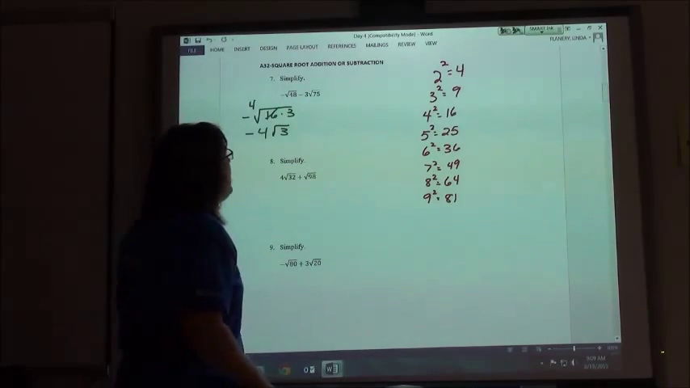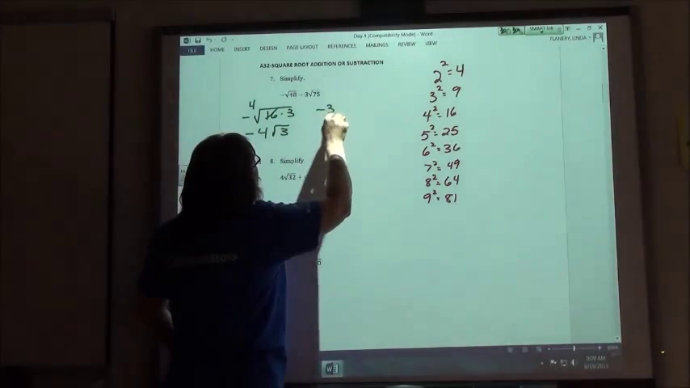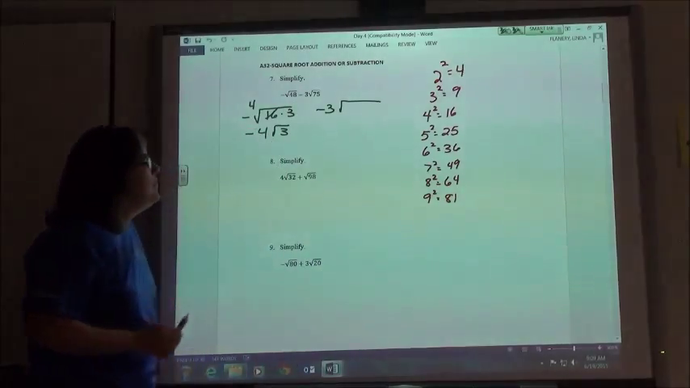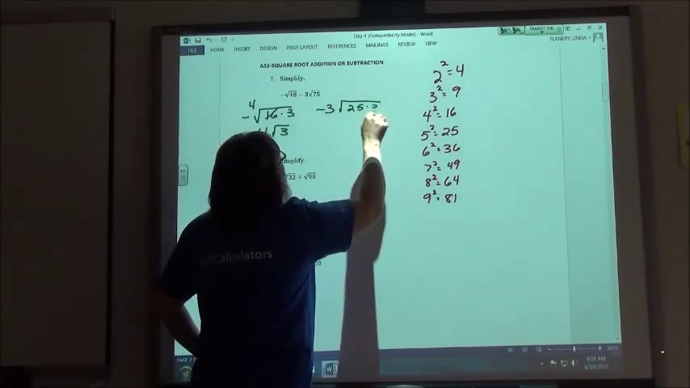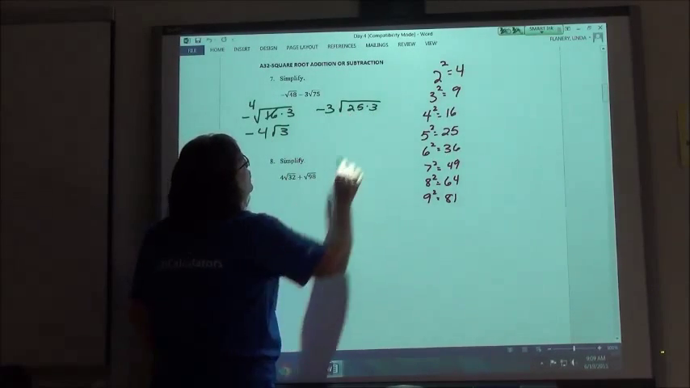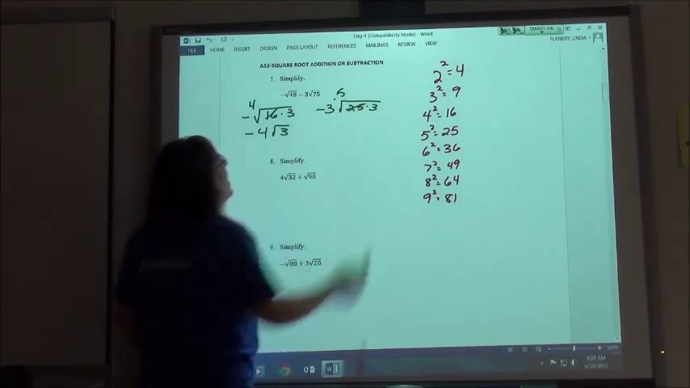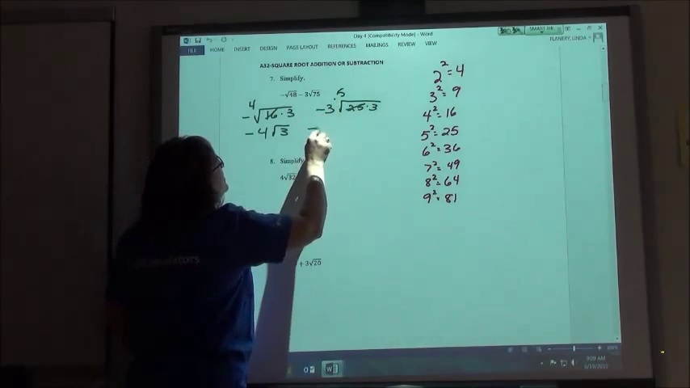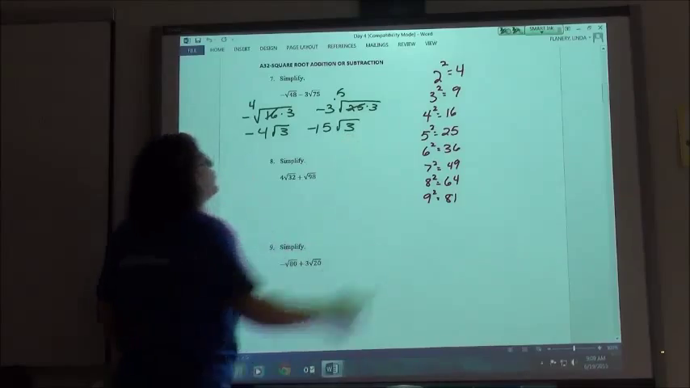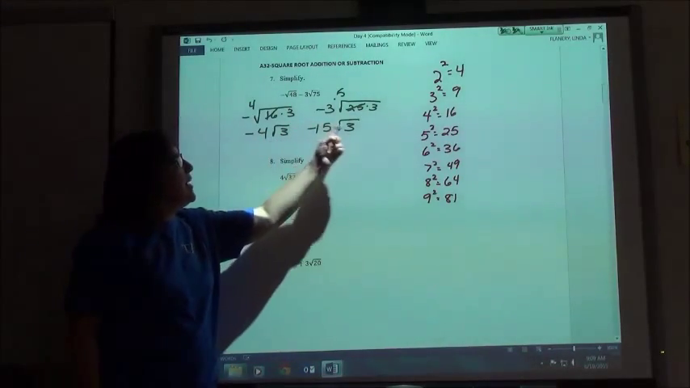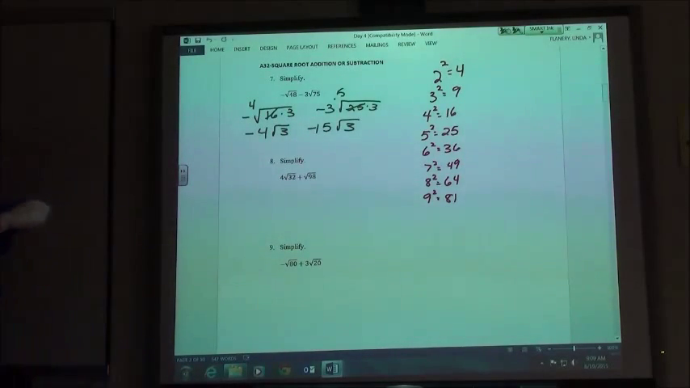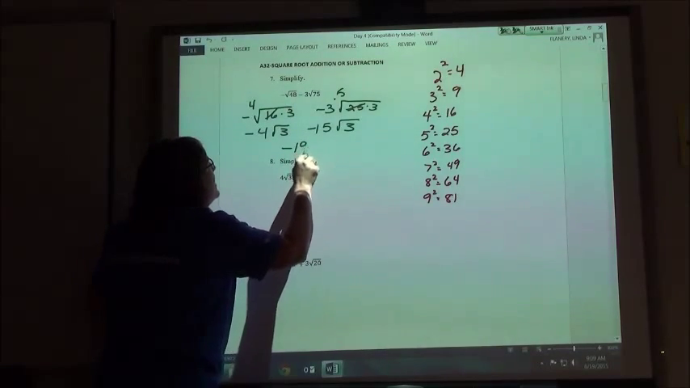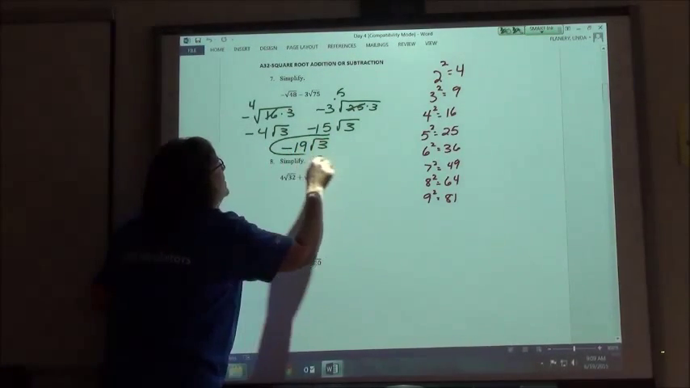If I'm going to work with the negative 3 square root of 75, I'm going to have the negative 3 in front. 75, I can divide 25 into. 25 times 3. I'm going to take out my square root of 25. The square root of 25 is 5. So negative 3 times 5 is negative 15 square root of 3. Notice they have the same square root parts. We're just going to add or subtract their numbers in front. And so I'm going to take negative 4 minus 15, and I'm going to get negative 19 square root of 3 for my answer.